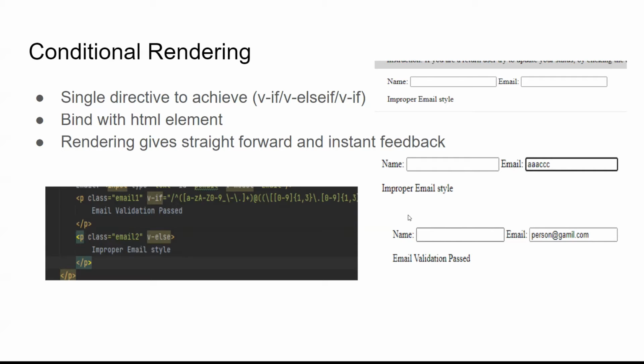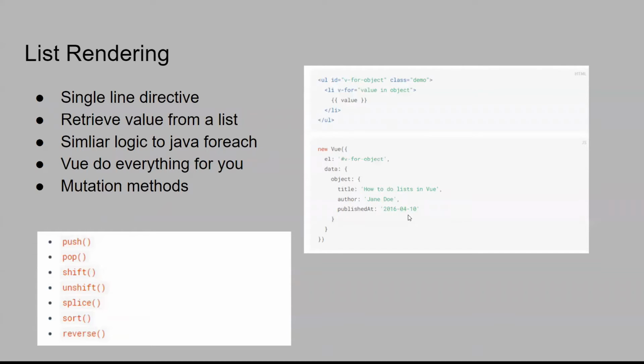And next, I'm going to talk about list rendering. List rendering is a mechanism to retrieve values from a list, and it works almost the same way as a Java for each loop. But unlike traditional JavaScript, you don't need to write a function to teach JavaScript how to retrieve values. Vue rendering gives the programmer the opportunity to get a result by only feeding the desired value and the name of the list to retrieve it. And it is the essence of declarative rendering.